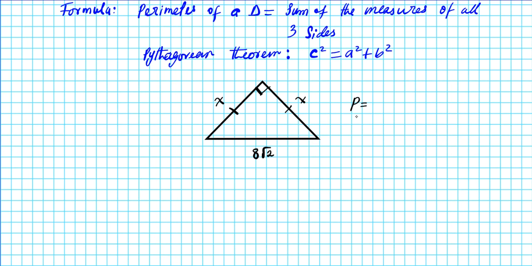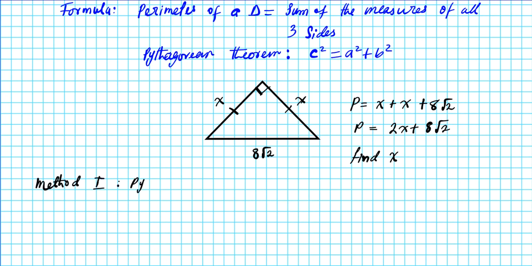The perimeter is the sum of the measures of all three sides, so it's basically x plus x plus 8 root 2. So our perimeter is going to be 2x plus 8 root 2. In order for us to solve this problem, we need to find x. We don't know what x is, okay? So we're going to use two methods to find x. The first one, we're going to use the Pythagorean theorem. Method 1, Pythagorean theorem.